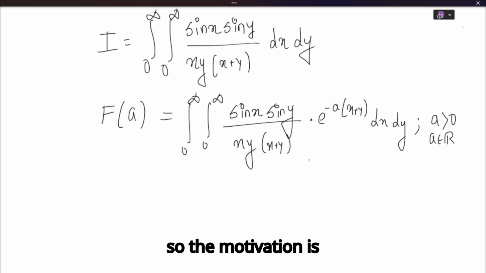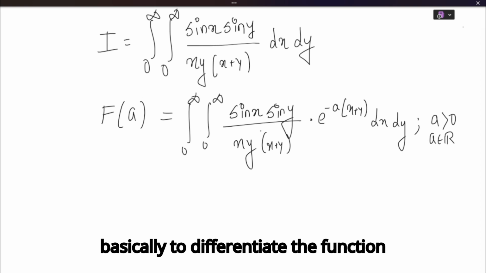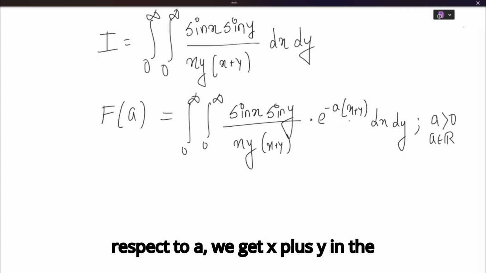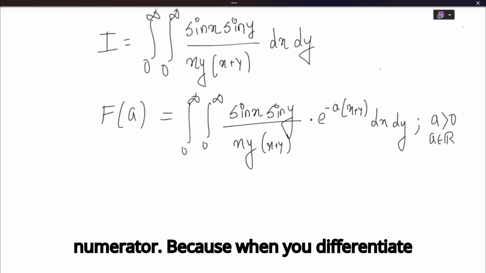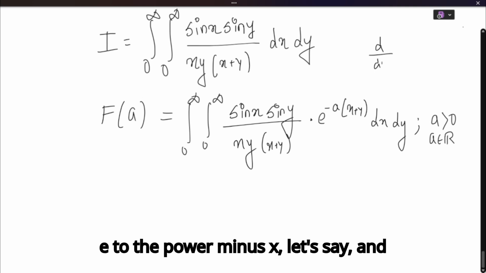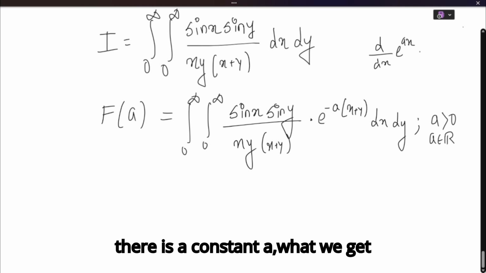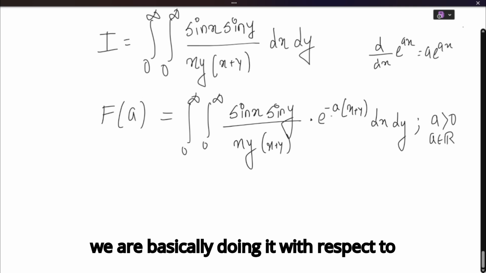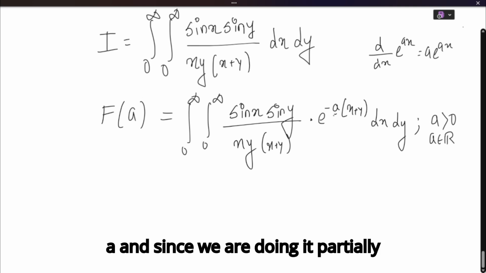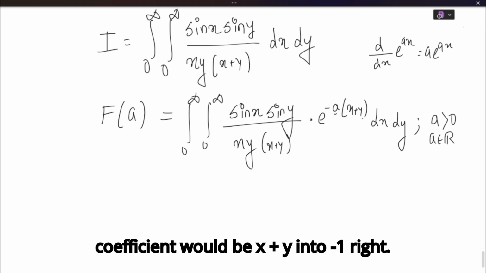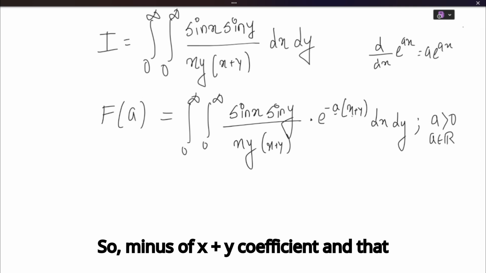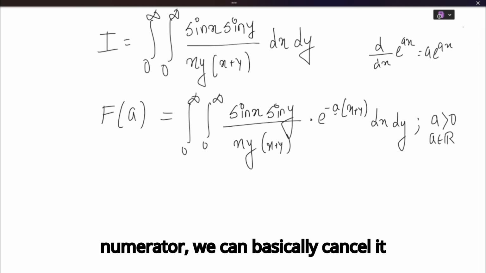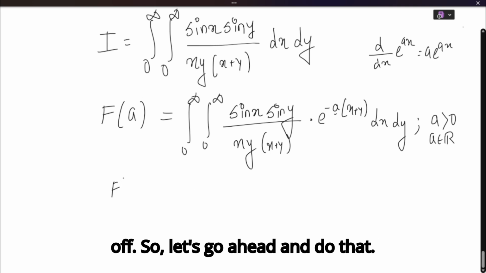Okay, so the motivation is basically to differentiate the function with respect to a, so that when we differentiate with respect to a, we get x plus y in the numerator. Because when you differentiate e to the power of ax, what we get is x into e to the power ax. Since we are doing it partially with respect to a, the coefficient would be x plus y into minus 1. So minus of x plus y would be the coefficient, and that would be in the numerator. And when it comes in the numerator, we can basically cancel it off. So let's go ahead and do that.